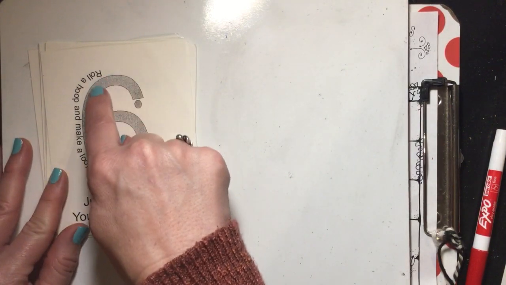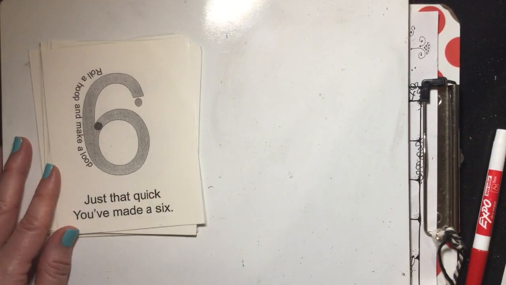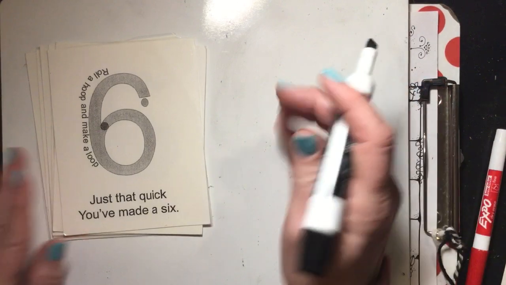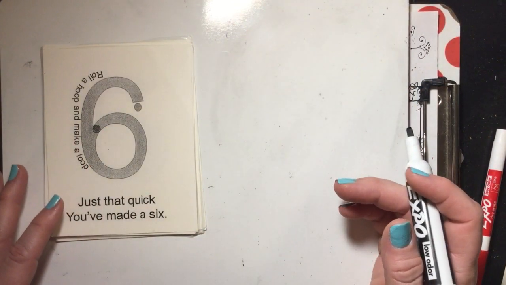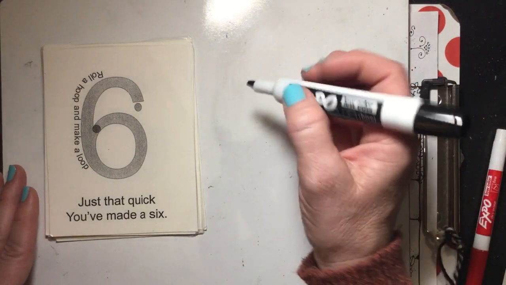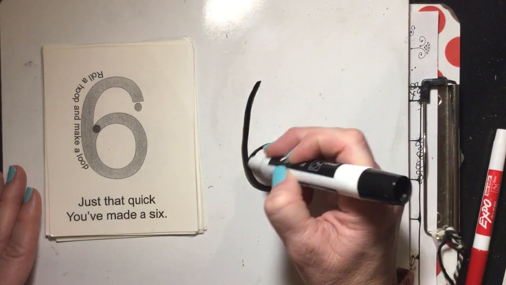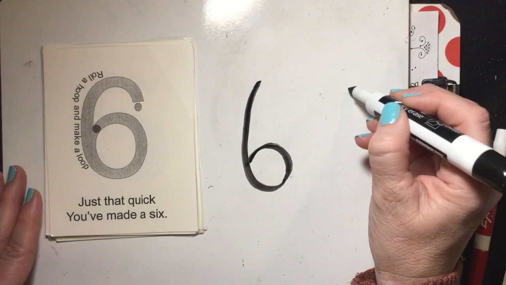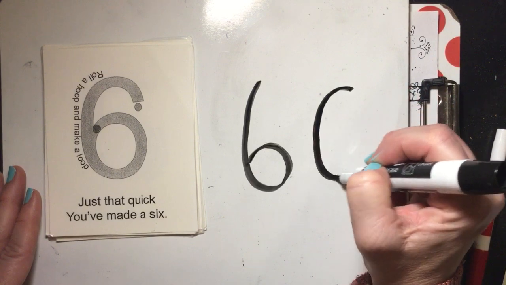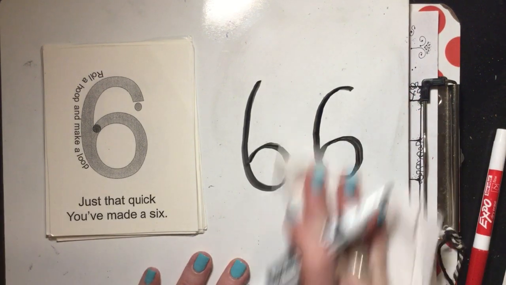It says, roll a hoop and make a loop. Just that quick, you made a 6. Now, sometimes people get concerned that it has to be so curly. Your 6 does not have to be curly for people to know what it is. It can just curl a teeny bit and around and make a loop, and they're going to know it's a 6. So roll a hoop, make a loop. Just that quick, you made a 6. There's a 6.